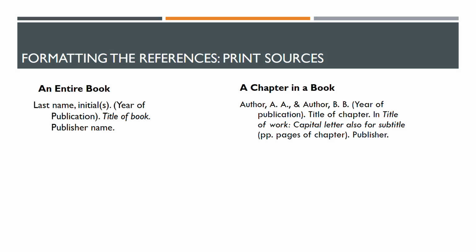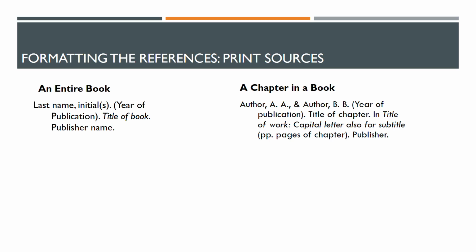The two most common types of print sources students might use are books and particular chapters within books. As you can see here, we've provided a template for each from which you can build your citations once you figure out what parts your particular sources have. An entire book needs these parts.